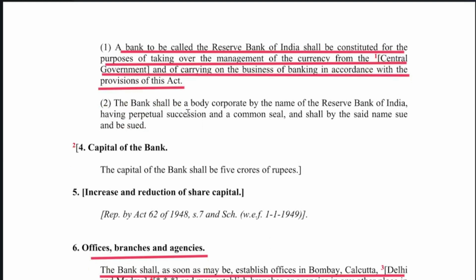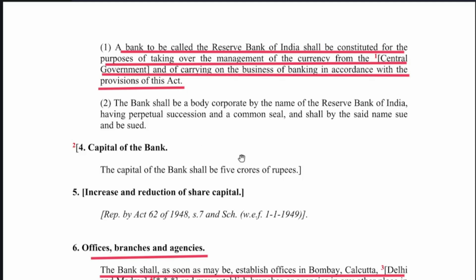Let's move on to subsection 2. The bank shall be a body corporate by the name of Reserve Bank of India, having a perpetual succession and a common seal, and shall by the said name sue and be sued. Meaning the Reserve Bank of India has its own separate legal identity, and because of that, it can approach the court, meaning it can sue somebody, and also some person can take RBI to the court of law for the settlement of disputes between them.